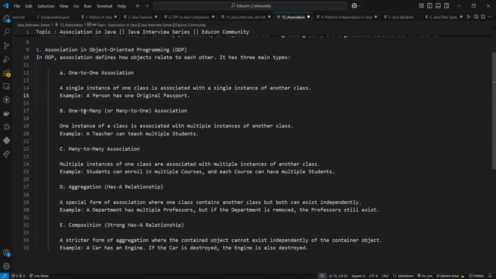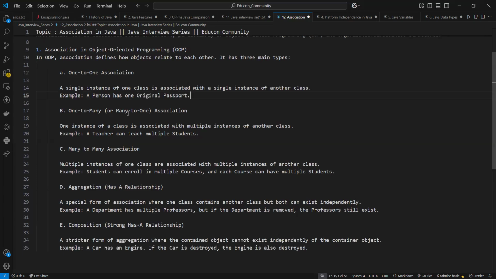Next is one to many or many to one association. One instance of a class is associated with multiple instances of another class. A teacher can teach multiple students, or a teacher can teach multiple subjects of computer science, right? Like I can teach database, Java, networking, operating systems, like that. So this is basically one to many.